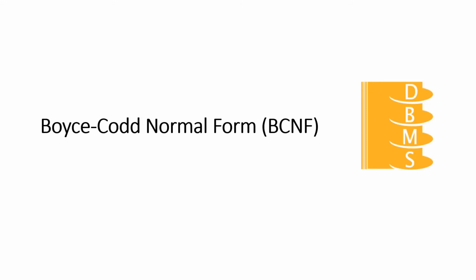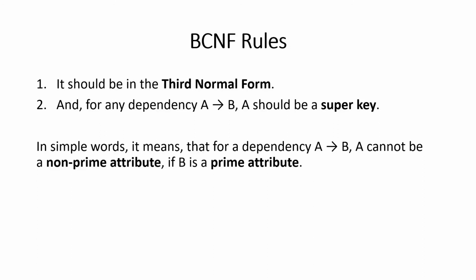And here is Boyce-Codd normal form, which means BCNF. BCNF also has some rules. Firstly, it should be in the third normal form, and for any dependency A defines B, A should be a super key. In simple words, it means that for a dependency A defines B, A cannot be a non-prime attribute if B is a prime attribute.